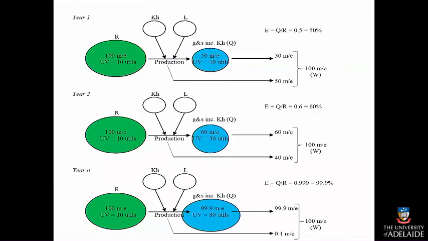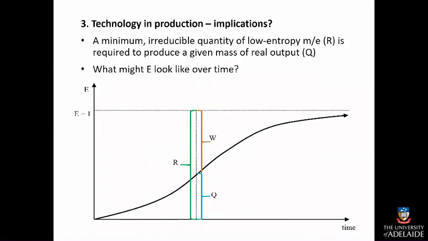It's thermodynamically impossible. What does that mean? It means that you can't keep producing more with less. There's a limit. There's a thermodynamic limit. So what is technology and production? What are some of the implications?